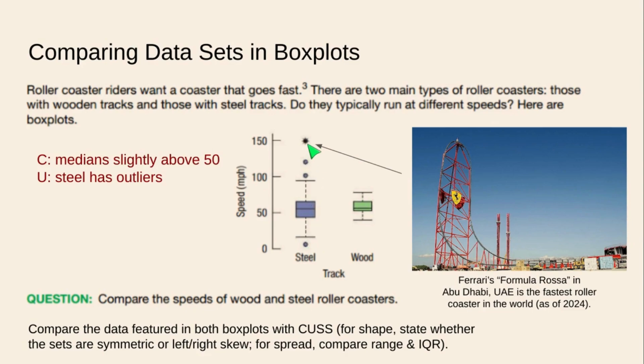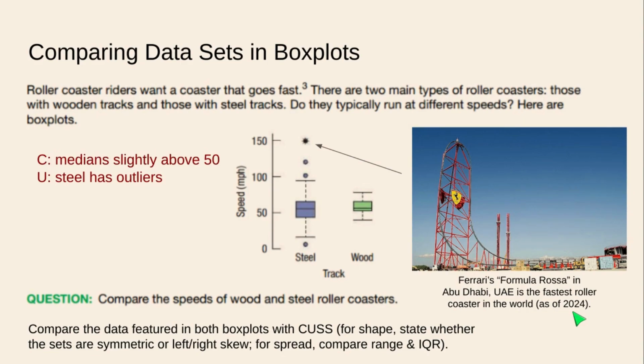And then we have this fella right here, which is, I guess, important enough to get a little star instead of just a dot. That would be the Formula Rossa in Abu Dhabi, United Arab Emirates, which as of 2024 is the fastest roller coaster in the world. Record previously held by Kingda Ka at our own Six Flags Great Adventure in New Jersey.